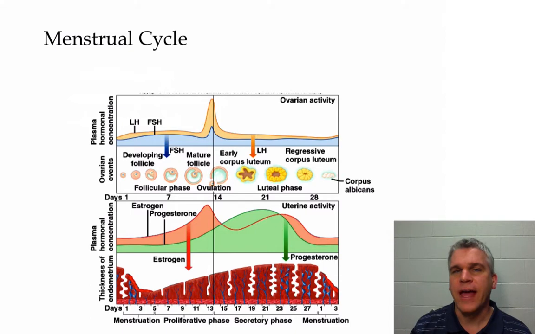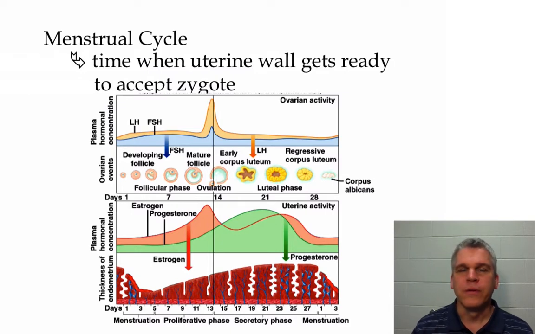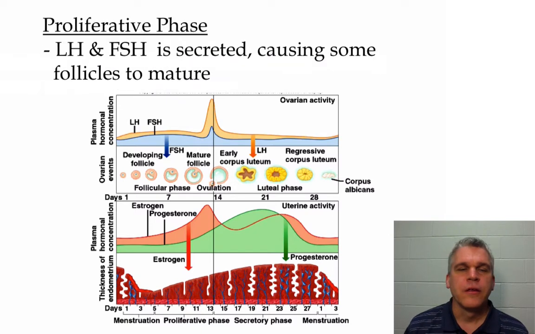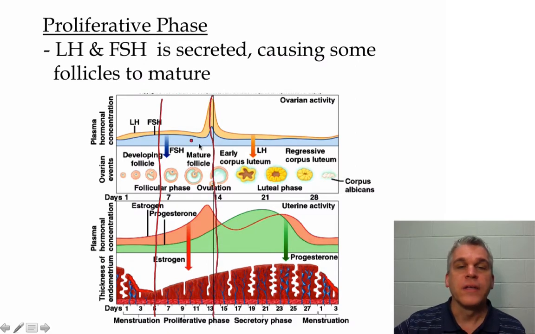A lot of different things are happening in different organs during the menstrual cycle. This is the time when the uterine wall is getting ready to accept a zygote. A zygote is an embryo that is in those very early stages when it's only a handful of cells. So let's take a look at these different stages. In this proliferative phase, it's basically from about day 5 to roughly day 13. Here we can see all these things that are happening during the proliferative phase.